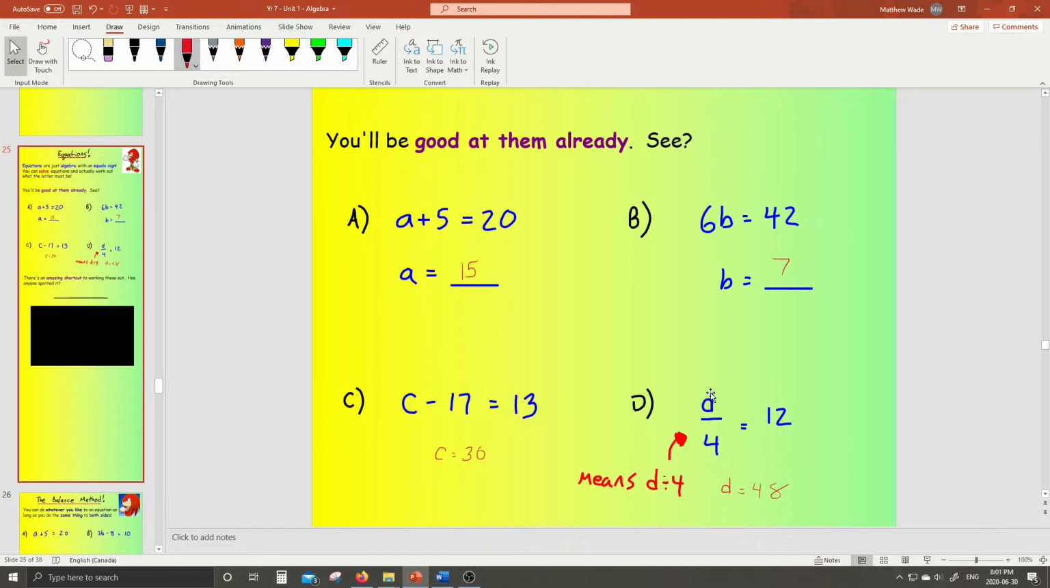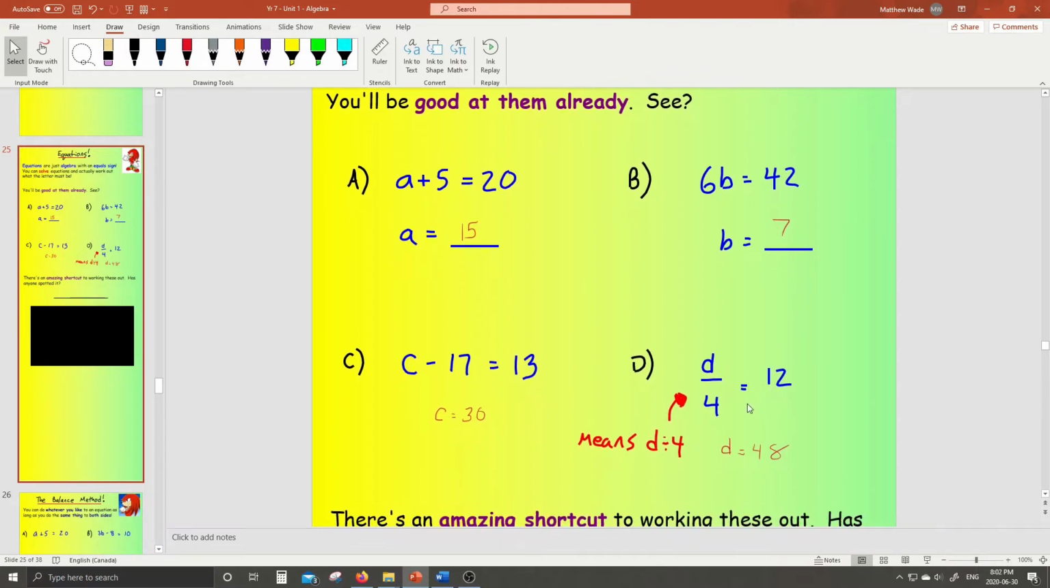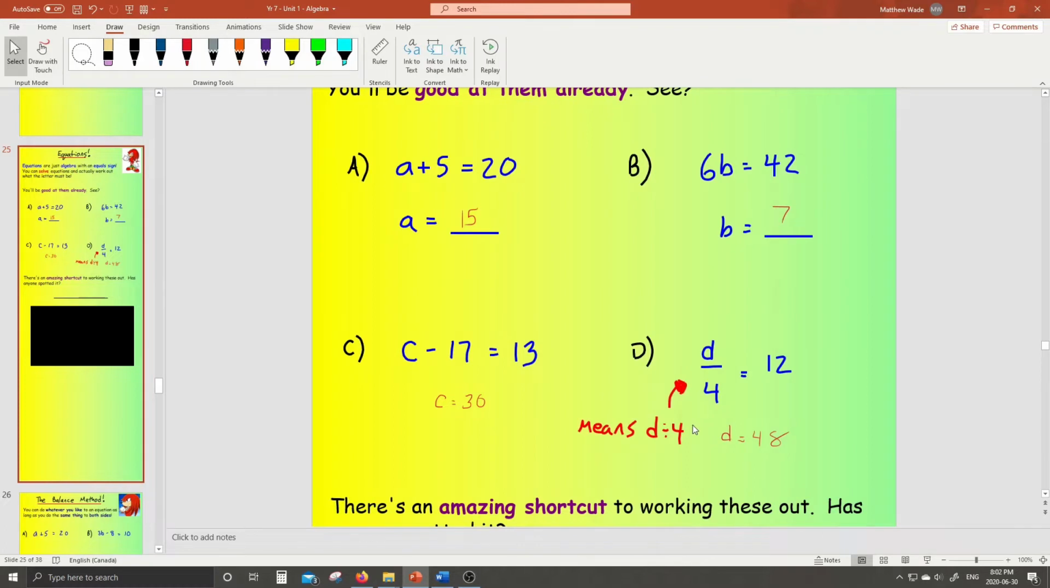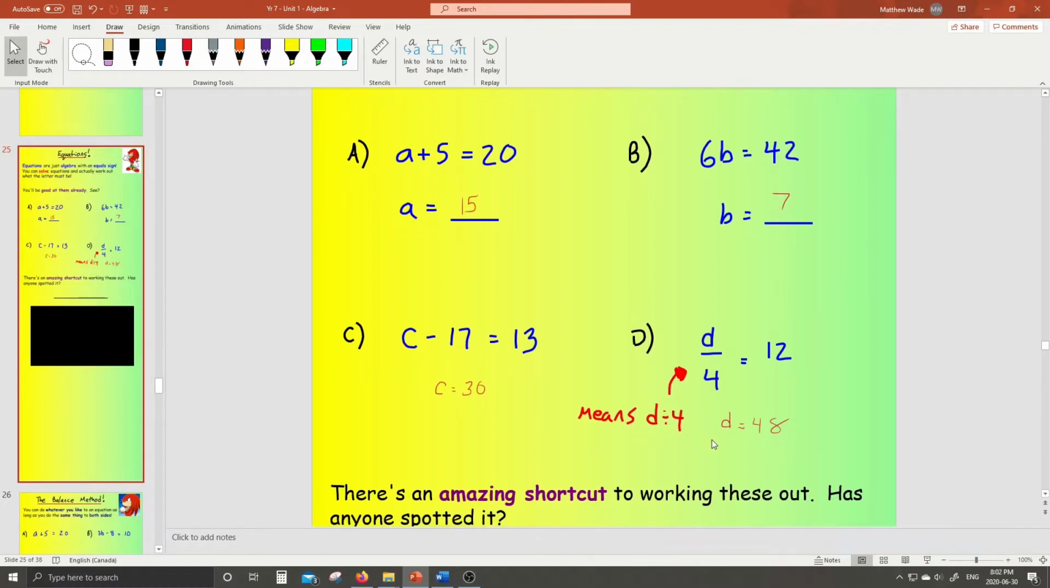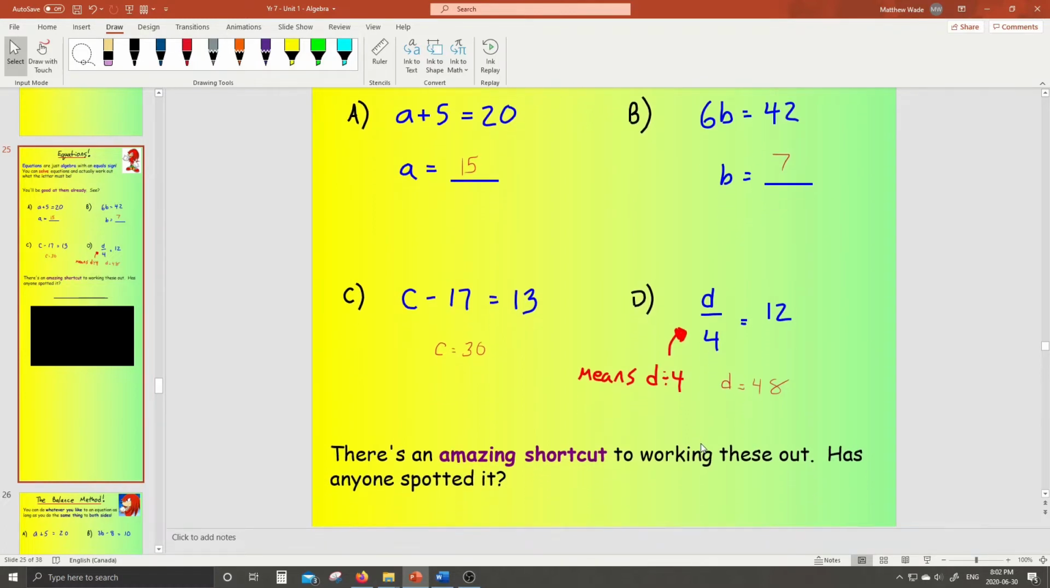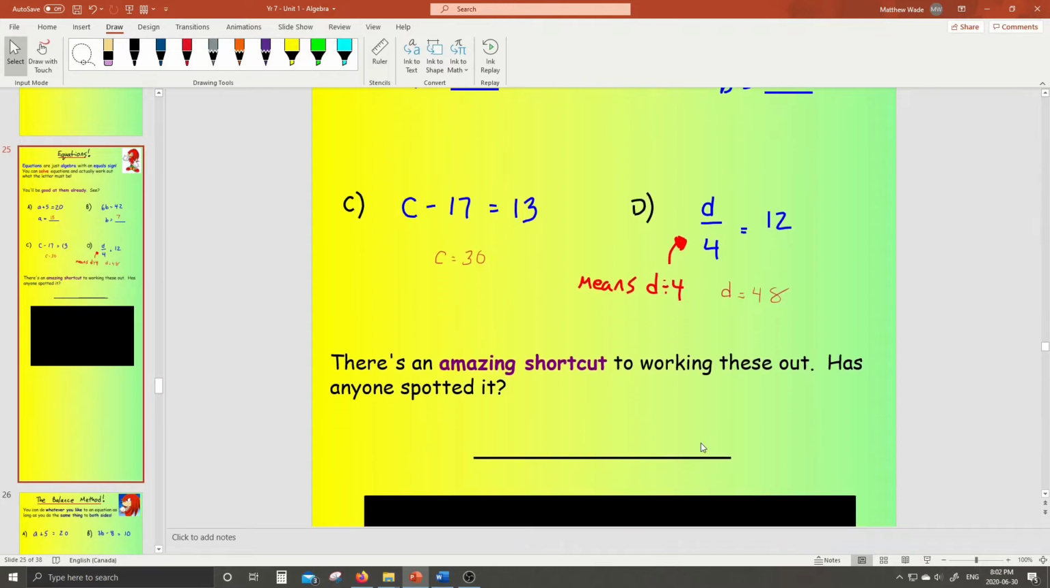And the same deal here, d divided by 4. Let's do the opposite, the inverse operation. Instead of dividing by 4, let's times by 4. 12 times 4, 48. We're absolutely nailing it. So in other words, guys, even though you could have guessed all of these ones, when we get a little bit harder, especially when we get to Year 8 next year, it's going to be really important that you know how to use inverse operations to do this.